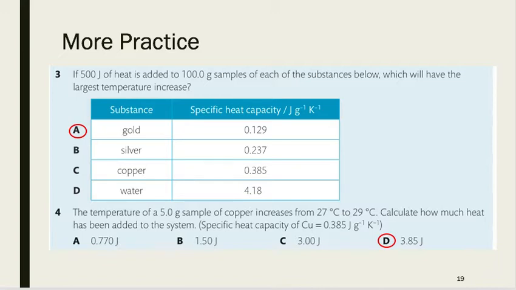So since we're adding the same amount of energy, 500 joules, to the same amount of each of these samples, 100 grams, gold with the lowest specific heat capacity will have the largest temperature increase.